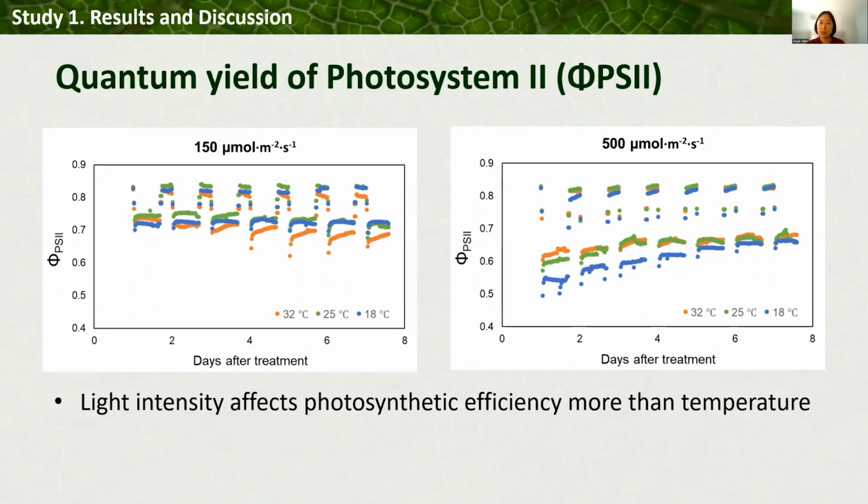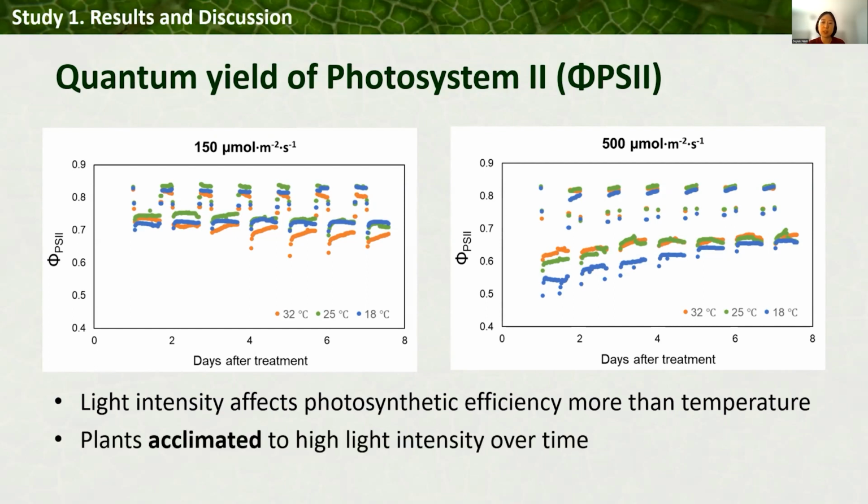However, under 500 PPFD, the quantum yield under all three temperature conditions increased over time. Especially at 18 degrees C, it had decreased quite a lot, and then they showed similar quantum yield at the end. That is because of the plants' acclimation process. Plants recovered and acclimated to high light intensity and low temperature under the high PPFD condition, so they show similar light use efficiency.